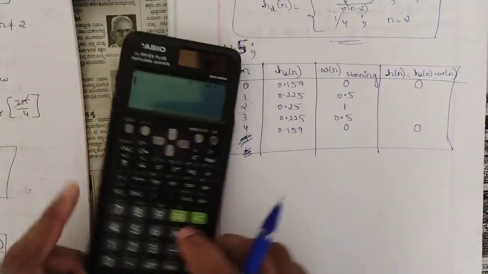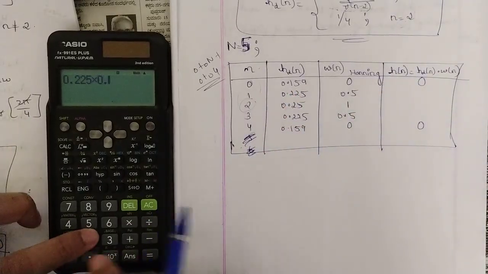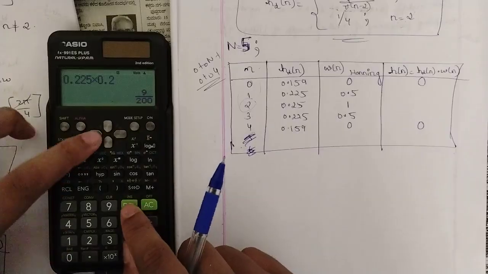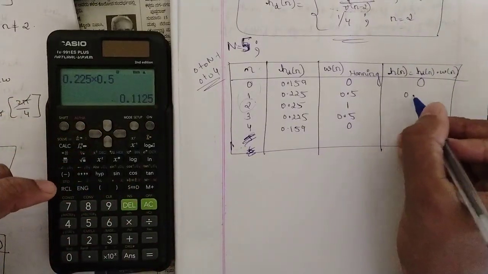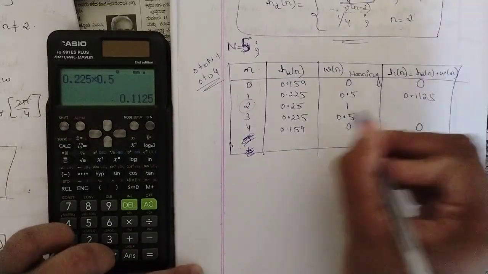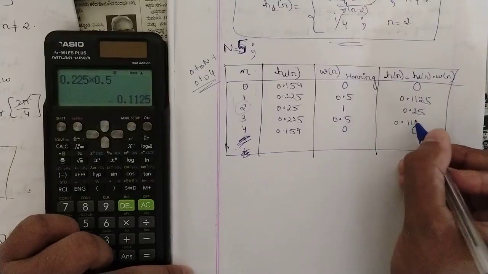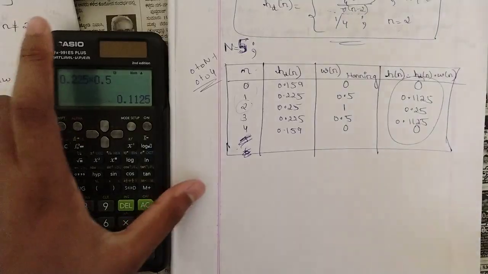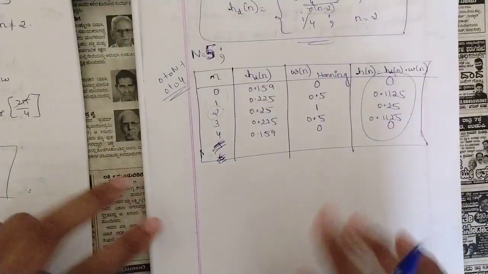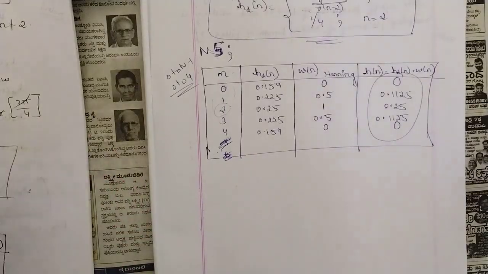Now finally multiply these two: 0.225 into 0.5, that is equal to 0.1125, and this is 0.25 into 1, and this is again 0.1125. So these are the 5 filter coefficients which you have got using the Hanning window. Hope this problem is clear. Please note it down. There is a similar problem, one more, so let us solve that.